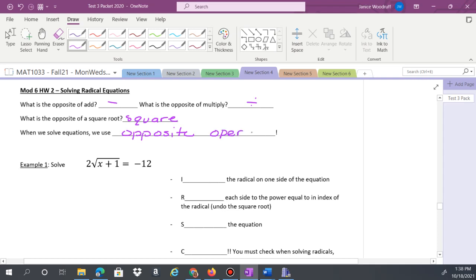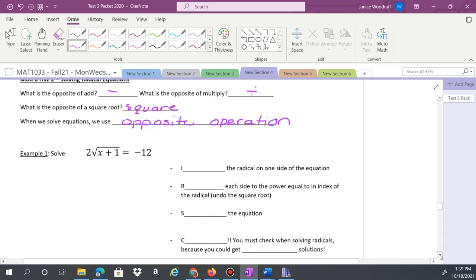Now we're just going to add in the square and square root operation. Before we just had add, subtract, multiply, divide. Now we're adding in the square and the square root. So solving an equation that has a square root in it, we can use this acronym here, IRSC, where I is going to stand for isolate.